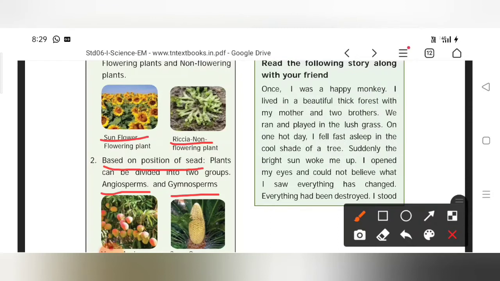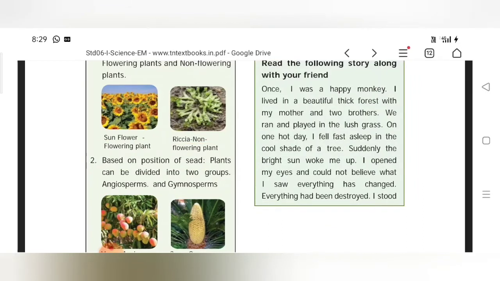Do you understand? Angiosperm? Yes. Gymnosperm. Spelling: G-Y-M-N-O, Gymno. Sperms, S-P-E-R-M-S. Is it understood, children? Yes. What are the examples?